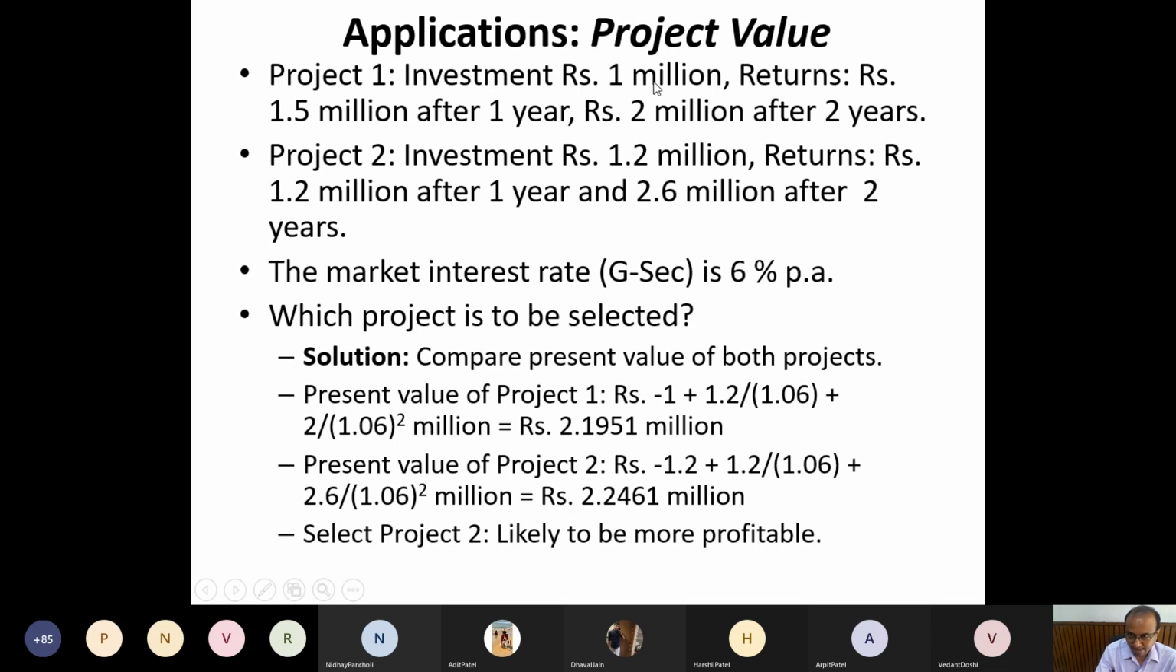See, first project, 1 million investment, returns 1.5 million after 1 year. Second project, investment of 1.2 million, returns 1.2 million after 1 year. The first project returns 2 million after 2 years and the second project returns 2.6 million after 2 years. So which project should I go for? And by search, I have found that the market interest rate at present is 6% per annum.